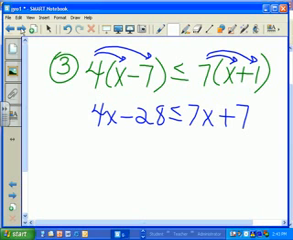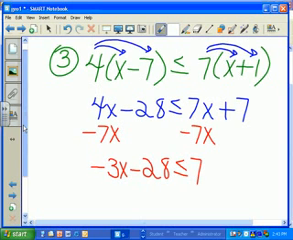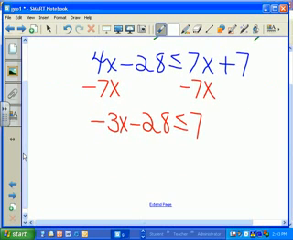Okay, several ways you could go from here, as you know from your algebra skills. I'm going to subtract the 7x, so that'll give me negative 3x minus 28 is less than or equal to 7. And yes, if you're thinking it, you could have subtracted the 4x instead.